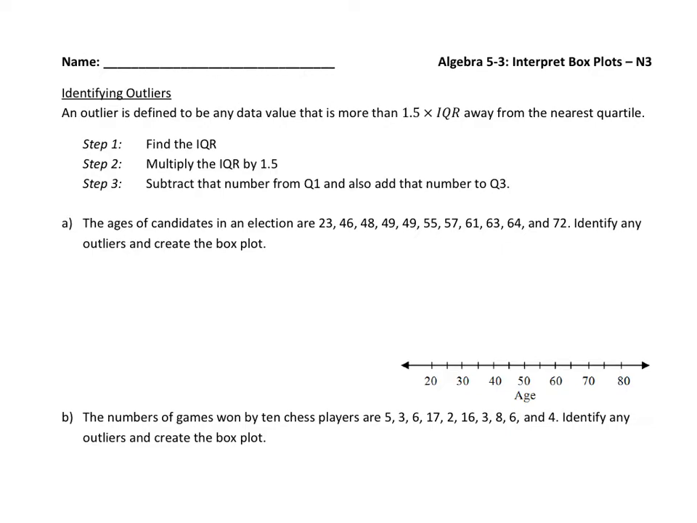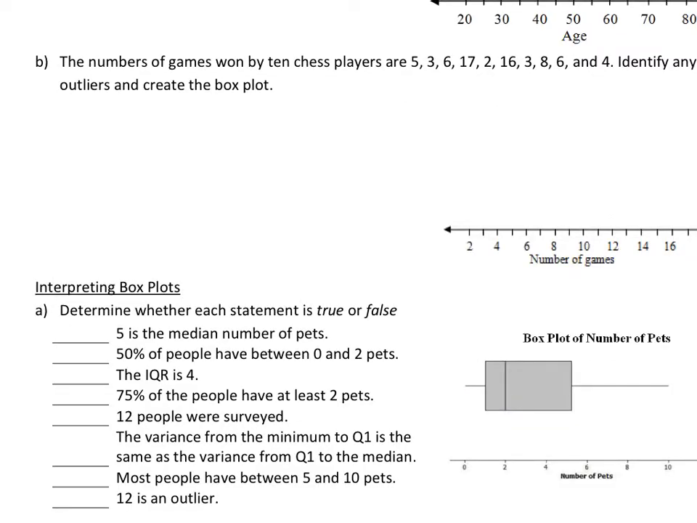So I'm going to skip A. I want you to do that on your own. Let's look at letter B. The numbers of games won by 10 chess players are 5, 3, 6, 17, 2, 16, 3, 8, 6, and 4. Identify any outliers and create the box plot. The first thing you need to do is to put the numbers in order from least to greatest. So go ahead and do that right now.